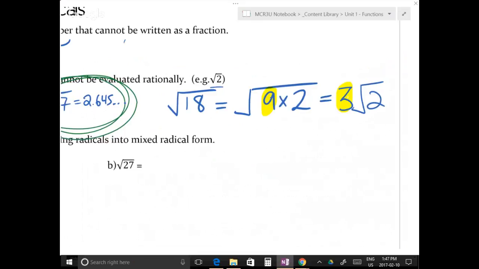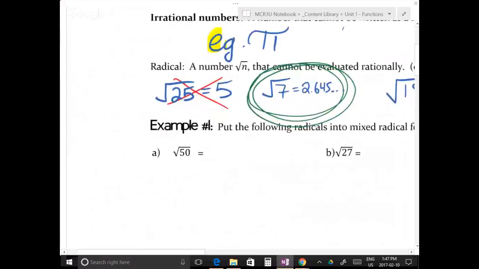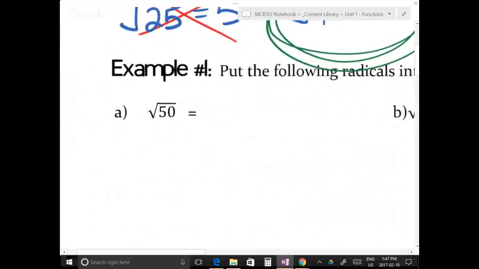So I'm glad. All right, we call this a mixed radical, where we can take what's under that square root sign and factor it in such a way that we can bring part of it out from it. And the trick is we have to find a factor that is a perfect square. So let's take a look at example 1 below.